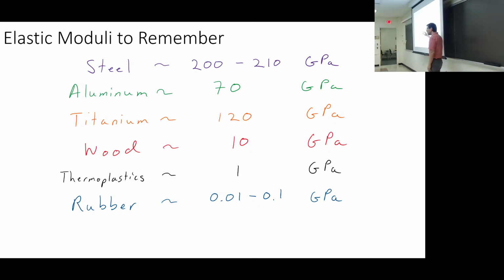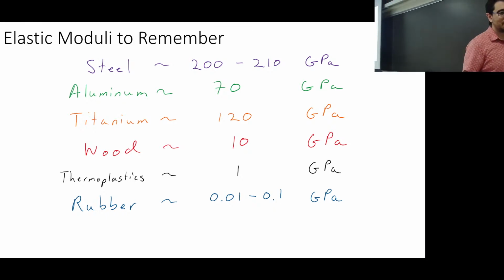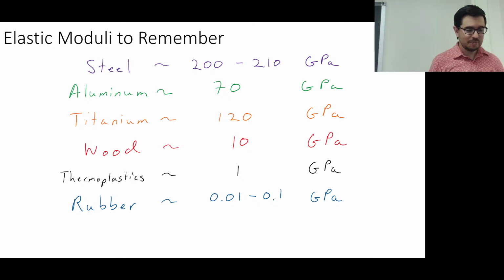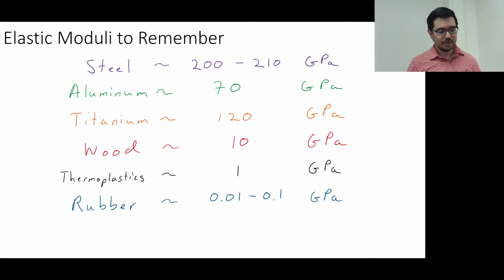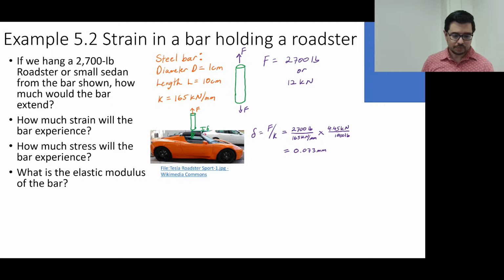The first question on the final exam, if you look at, actually I don't know if I have those final exams posted. First question on the final exam will be, what is the elastic modulus of aluminum? Or what is the elastic modulus of steel? I don't know. You don't, just write it down somewhere. Okay. Back to this strain in a bar holding a roadster.